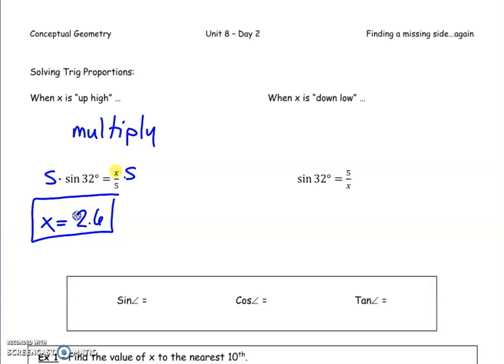So those are all the equations that you saw yesterday. Today, x is going to be in the bottom of the fraction. So the rhyme here is when x is down low, switch and go. It's just a slightly longer process to solve for x. Now the reason that we can switch is because it's really part of a proportion and you can swap the means and the extremes. So this equation is going to become x equals 5 divided by sine 32 degrees.